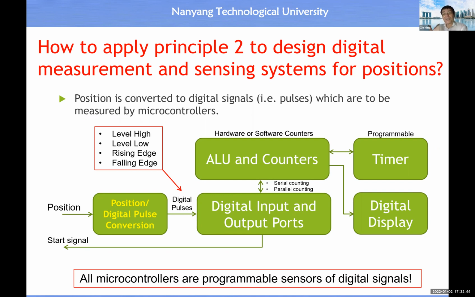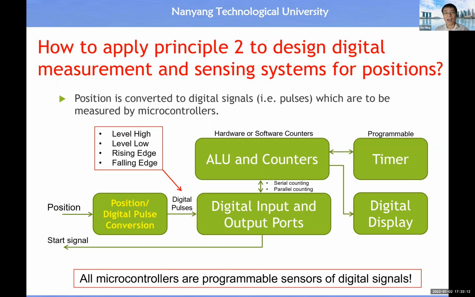So you will see the microcontroller is actually a very sophisticated system. In addition, we have an input output. Then you will see the microcontroller could also issue a signal to trigger the start of doing measurement and sensing, or stop of doing measurement and sensing. So this is a very, very powerful device for you to use.